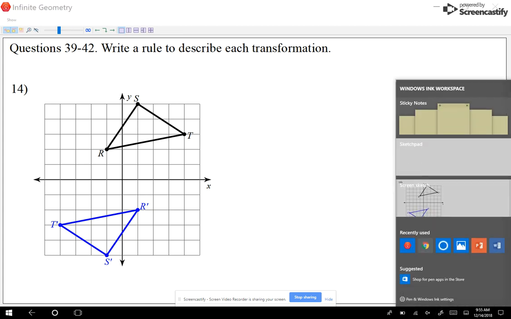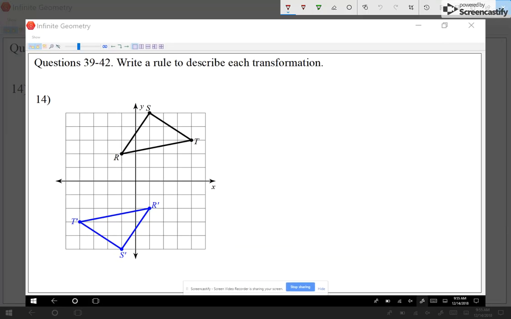I know I gave you guys a table, which is on the board. I'm going to check, first of all, if it's reflection or rotation. If you guys can see it, then just write the rule, because that's the instruction. Write a rule to describe each transformation. So if you see it, just type it in. If you don't, then I suggest you guys follow a point.